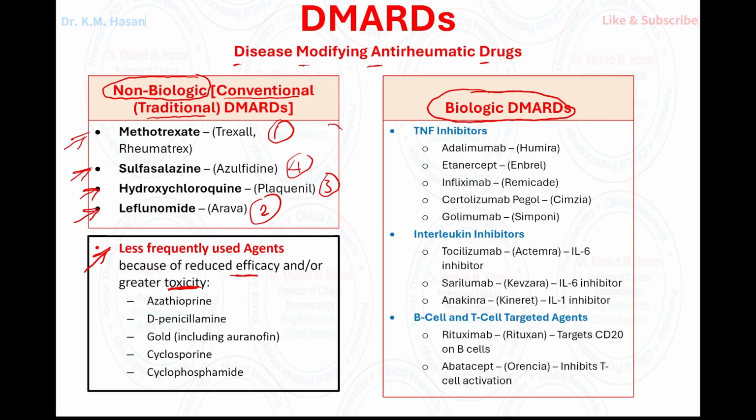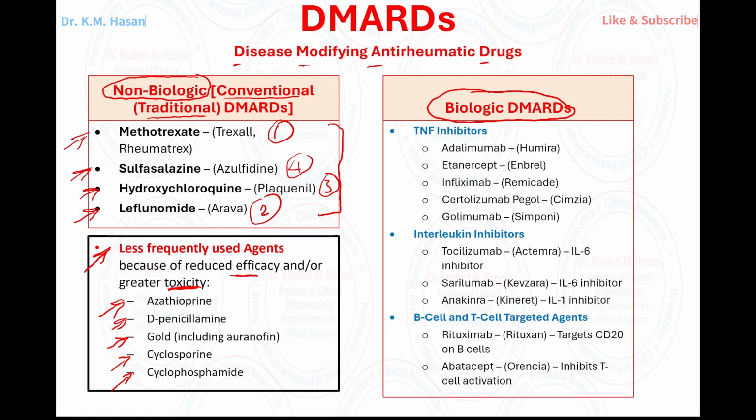The most popular medications used in practice are methotrexate, leflunomide, sulfasalazine, and hydroxychloroquine. Less frequently used is azathioprine. Then we have penicillamine, gold salts, cyclosporin, and cyclophosphamide. All these medications may present some efficacy, some effect on the treatment, but due to the toxicity and side effects, they are not popular in clinical use.